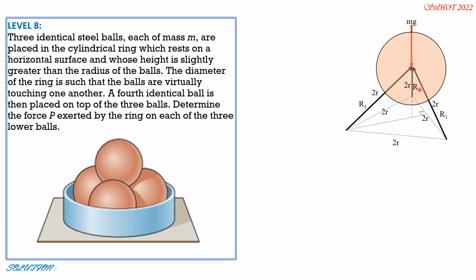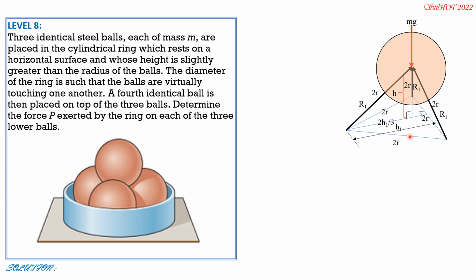So the reactions will be the same, R1, R1, R1. They are equal because of symmetry. The reaction at the contact points between the upper sphere and the three horizontal spheres. So that is H1, and this is 2/3 of H1 because that's the centroid, and that's 90 degrees also.